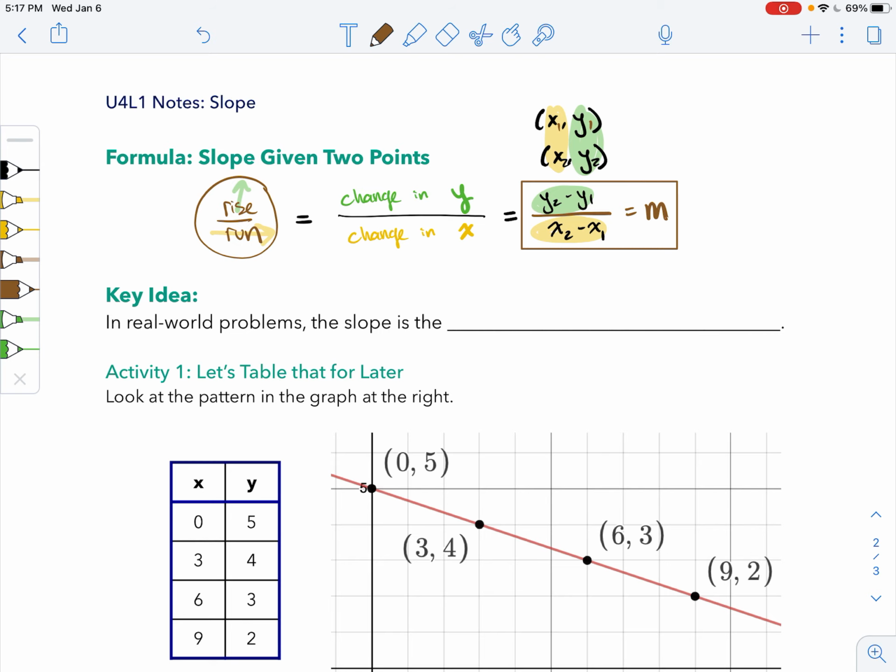In real world problems, slope is also called the rate of change. So if you need to know how fast something changes, that's slope, or it's the steepness of a graph. I don't know if that's a real word or not, but there you go.